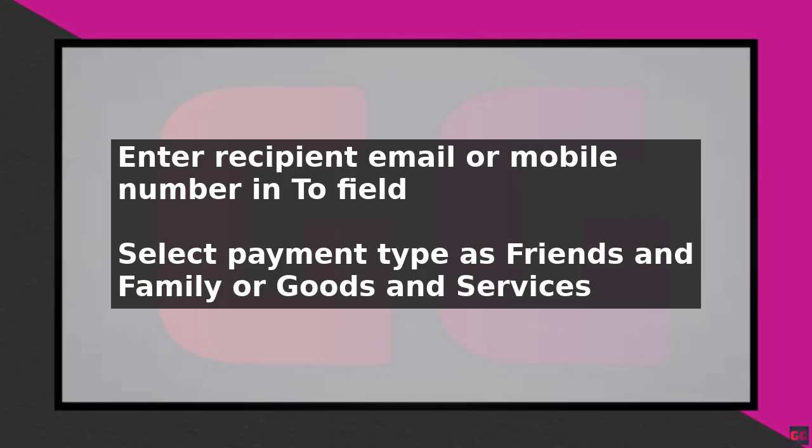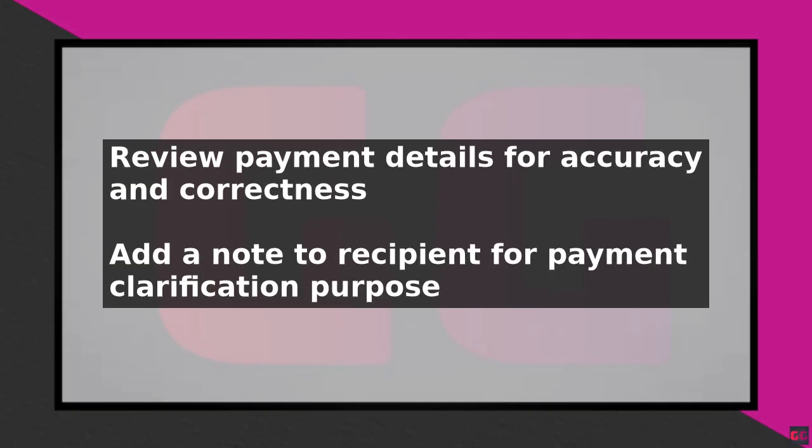After selecting the payment type, you can add a note to the recipient if you want to. This can be a useful way to let the recipient know what the payment is for. Review the payment details to make sure everything is correct, including the recipient's email address, the amount, and the payment type. Finally, click the Send button to complete the transaction.